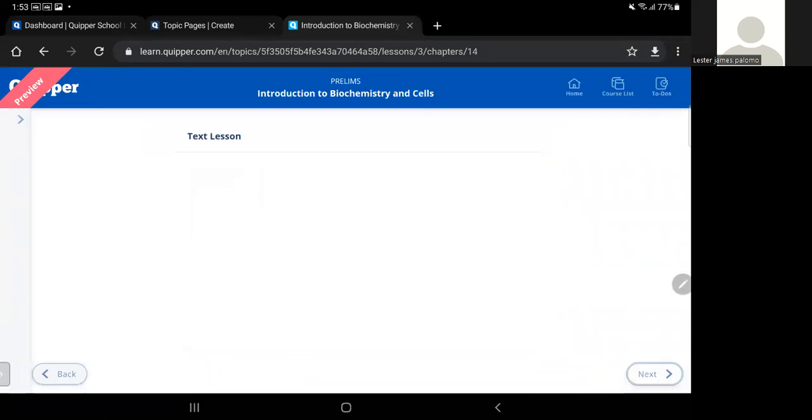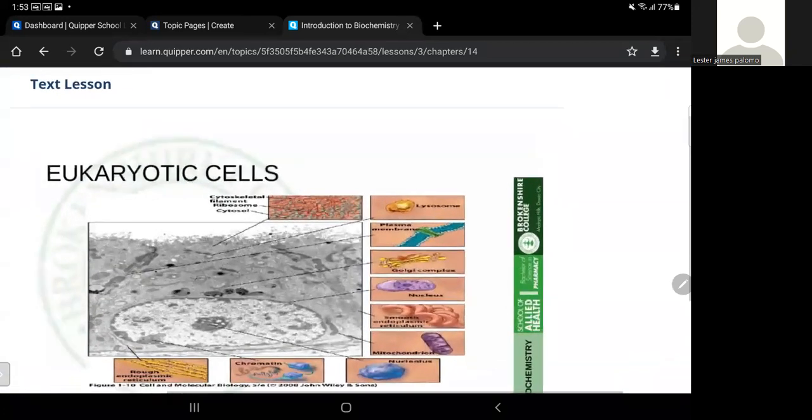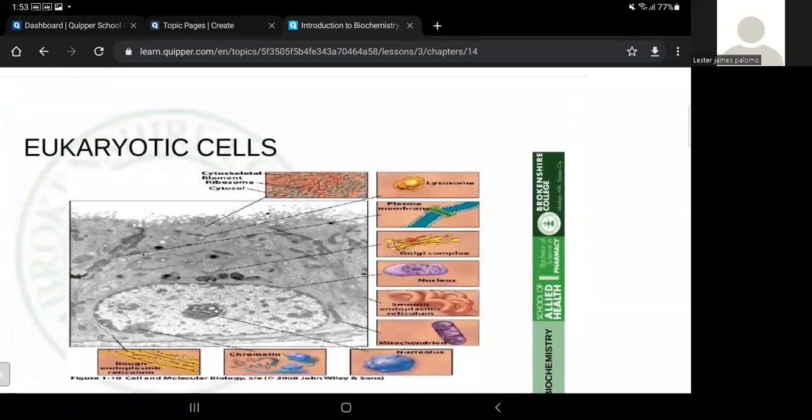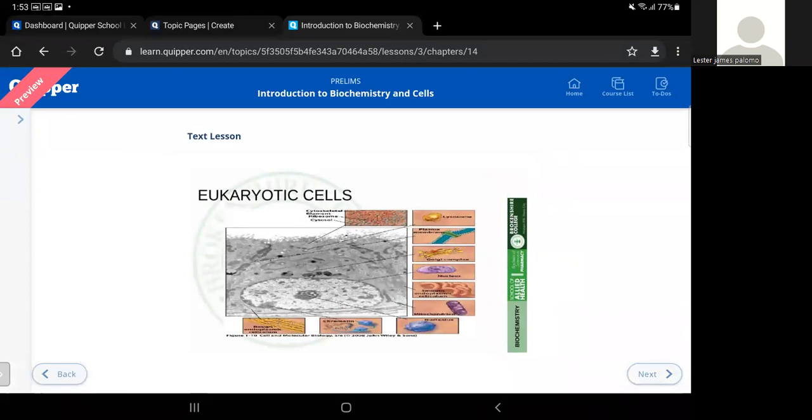Okay, to continue. So this comprises your eukaryotic cell. It comprises membrane-bound organelles such as your lysosome, Golgi apparatus, the nucleus, smooth and rough ER, nucleolus, and chromatin, among other organelles, bound to a cell membrane. So that is your eukaryotic cell.